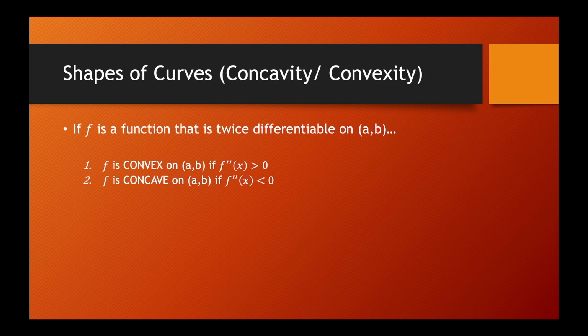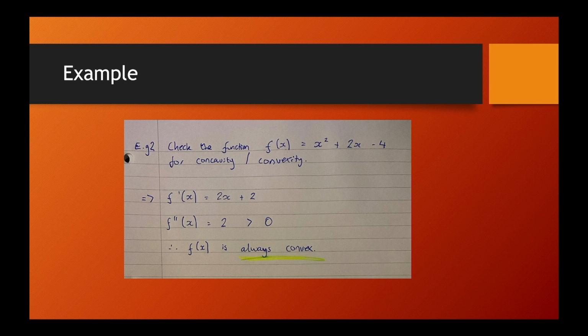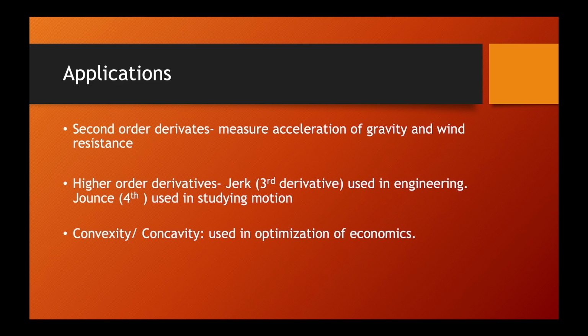If a function is twice differentiable on the open interval, then a function is convex on the open interval if the second derivative of that function is greater than 0, and is concave if the second derivative is smaller than 0. A very brief example shows we can check for the shape of a function by finding its second derivative and then seeing if it's greater than or less than 0. In this case it's greater than 0, so we found that this function is always convex.